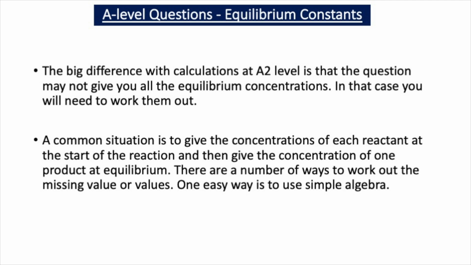Now a common situation is to give the concentrations of each reactant at the start of the reaction, and then give the concentration of one product at equilibrium. There are a number of ways to work out the missing value or values, but one easy way is to use simple algebra, and that's the method I'm going to show you in this video.